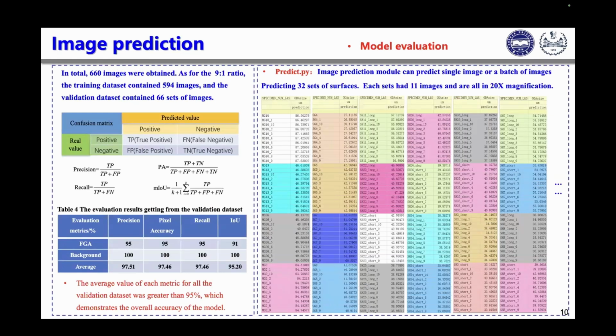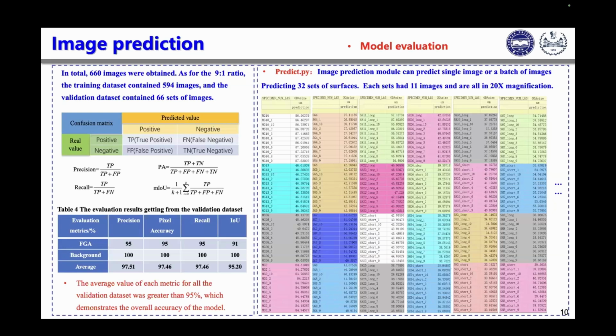And on the other hand, precision, pixel accuracy, recall, and the MIoU are all used to assess the final segmentation result. And this shows that they are all overall with great accuracy of this trained model.